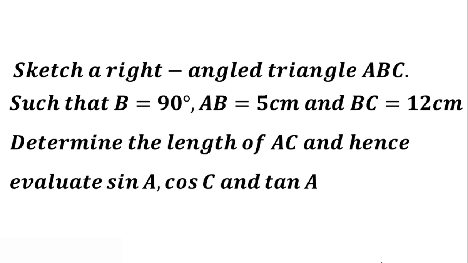Sketch a right angle triangle ABC such that B is equal to 90 degrees, AB is equal to 5 centimeters, and BC is equal to 12 centimeters. Determine the length AC and hence evaluate sine A, cos C, and tan A.